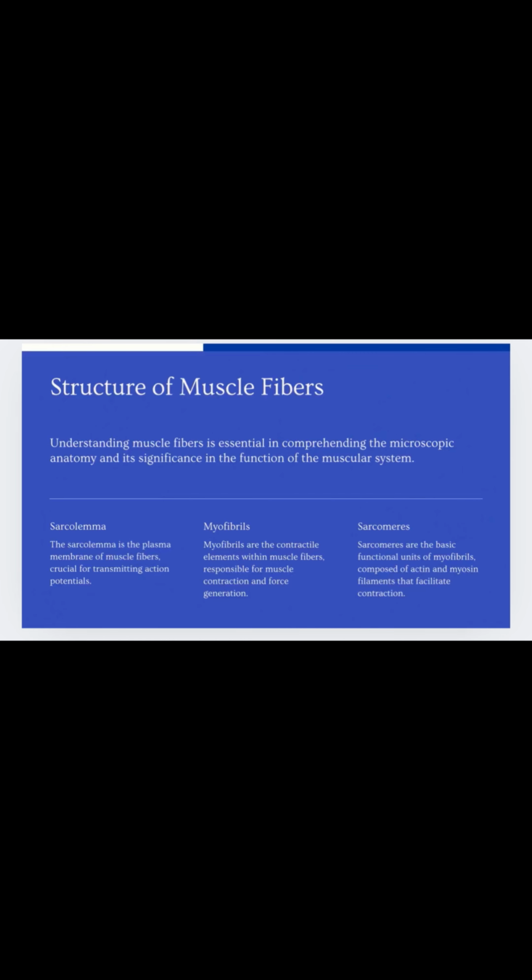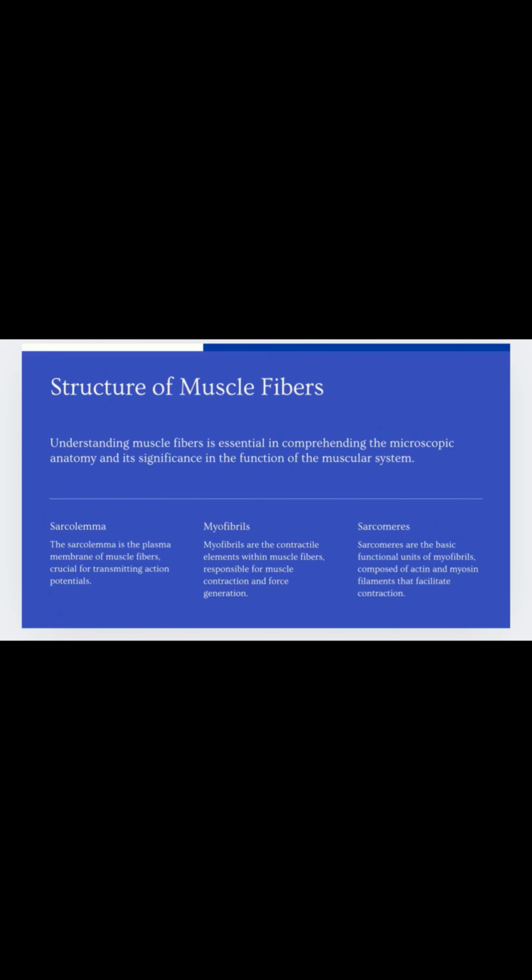Now you can see on the screen that the structure of muscle fiber has been explained, and what elements make up the muscle fiber. There are three important components of the muscle fiber. The first one is the sarcolemma, which is also the plasma membrane, and this is crucial for transmitting the action potential when we talk about contraction. Apart from that, the myofibrils are present within the muscle fibers, which are contractile in nature. These myofibrils are responsible for muscle contraction and generation of force.